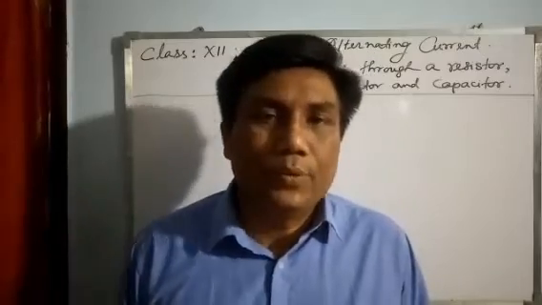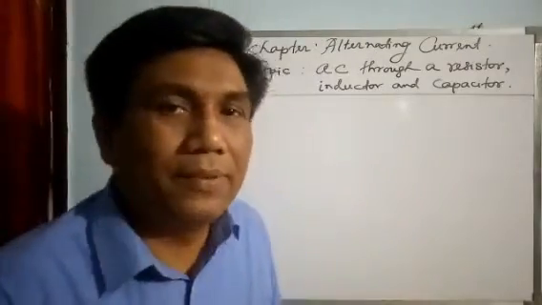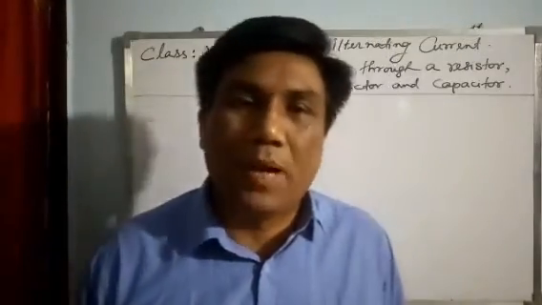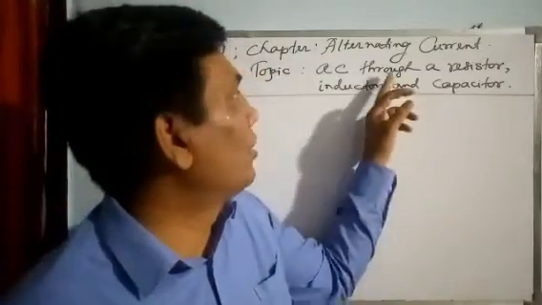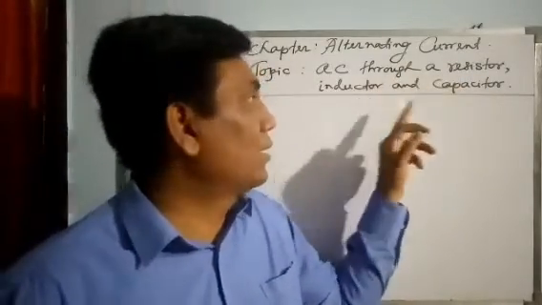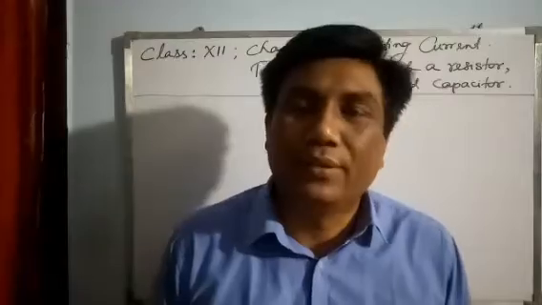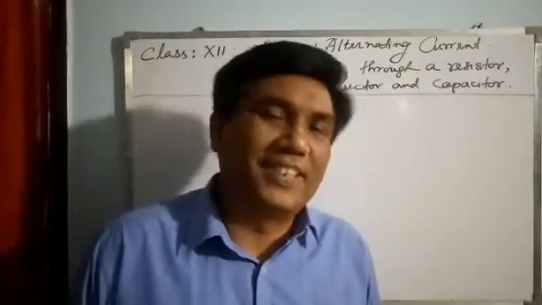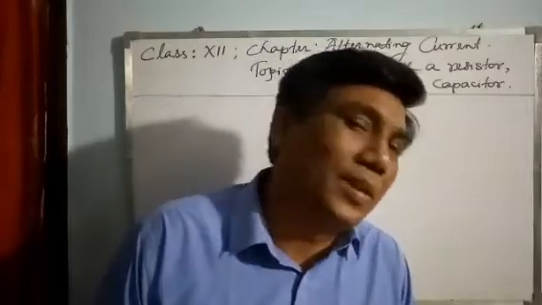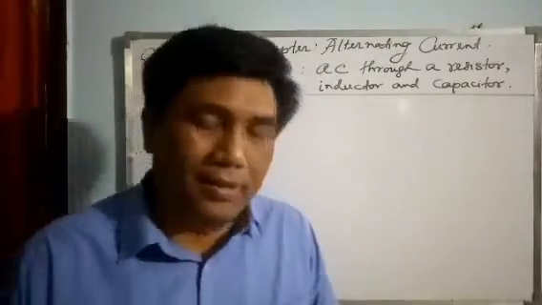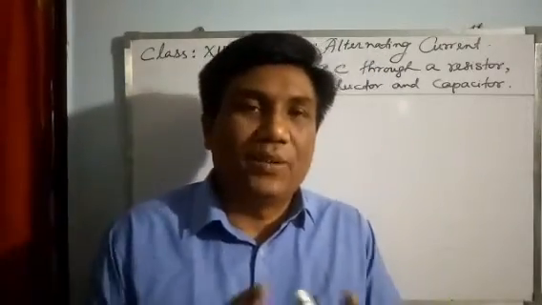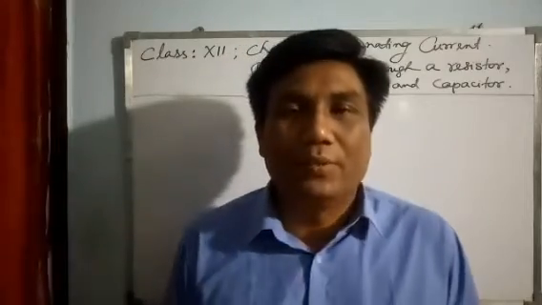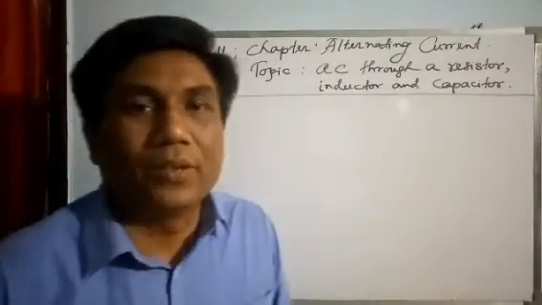Today we are going to discuss the behavior of AC when it is allowed to pass through a resistor, through an inductor and through a capacitor. We are going to discuss this in detail. I hope all of you are doing hard work, and now you are ready with pen and paper so that whatever is discussed you can copy it.